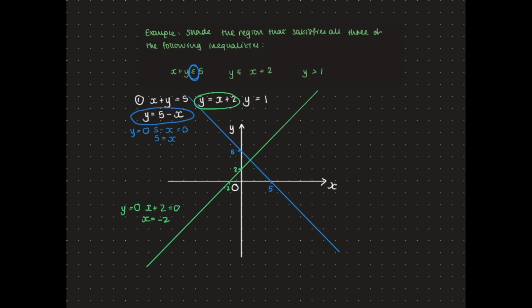Again, if I look back to my equation, I've got a less than or equal to, so I know it's going to be a solid line. Now I go to my final one, so I've got y is equal to 1, so that is going to be all along here as a horizontal line. And look at this, I've got a strict inequality, so I know I'm going to have a dotted line in this case. So I'm just going to go dot, dot, dot, dot, dashed.